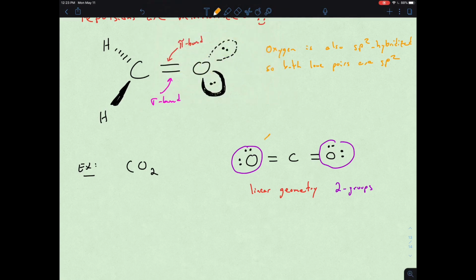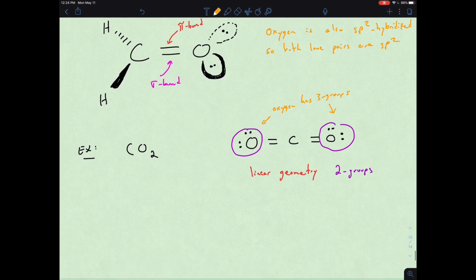Oxygen is going to be a little bit different here, right? Oxygen has 3 groups around it, right, with the carbon and then the 2 sets of lone pairs. So we're going to see a subtle difference in geometry, but we'll try to keep reinforcing both ideas with the carbon and the oxygen. So showing kind of the same schematic here, we should be getting used to with carbon, right?